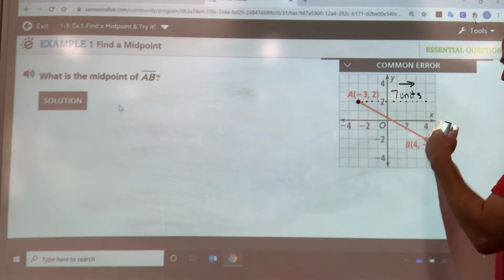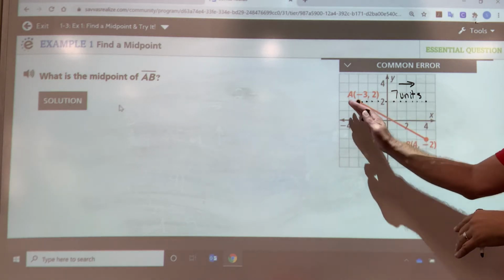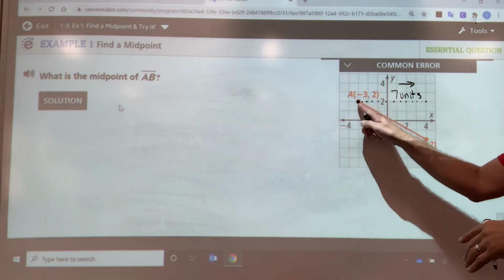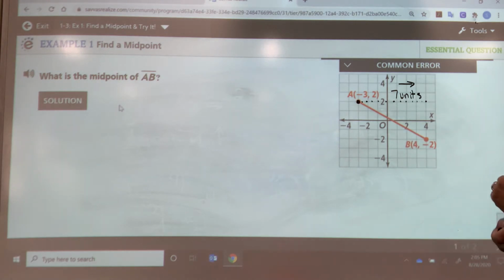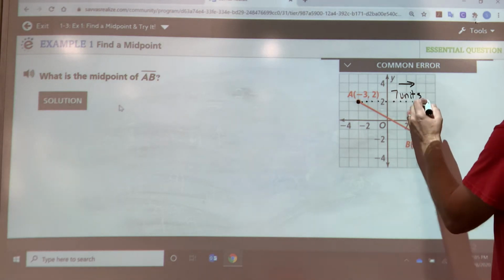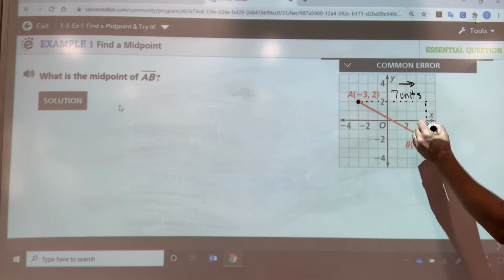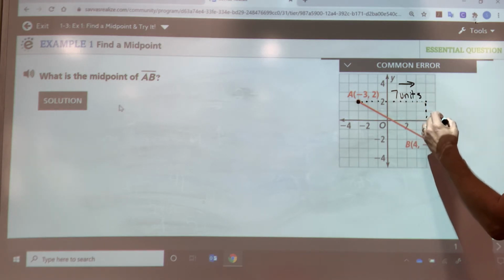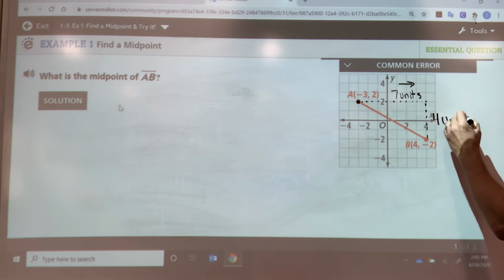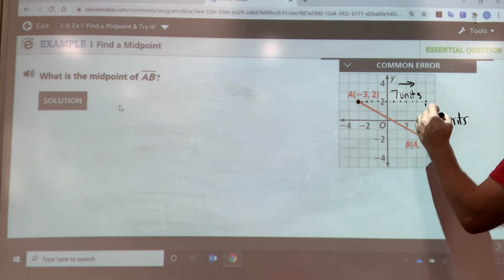Now we read a graph left to right. That's why, again, I'm going across the page. I'm going to go from here to here. Now, next thing, to get my Y value, I need to go 1, 2, 3, 4 units. And I'm going this way.